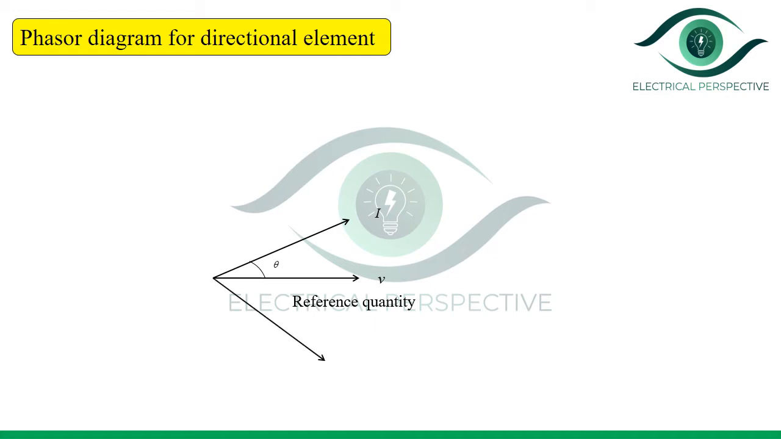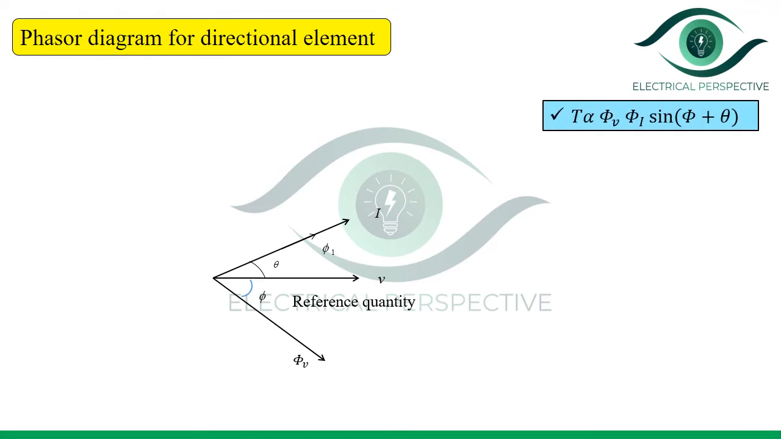Here phi V is the flux due to the voltage coil and it lags behind the voltage by an angle of phi. Similarly, phi I is the flux produced due to the current coil and it is in phase with the current phasor. We know that the torque is produced because of the interaction of the two fluxes, that is, the flux produced due to the voltage element, phi V, and the flux produced due to the current element, phi I.